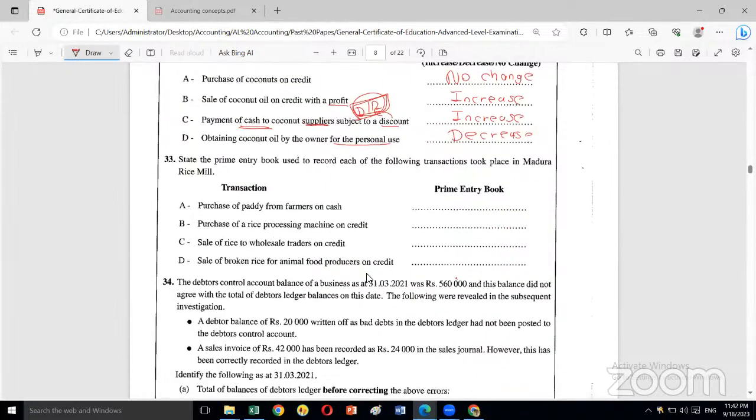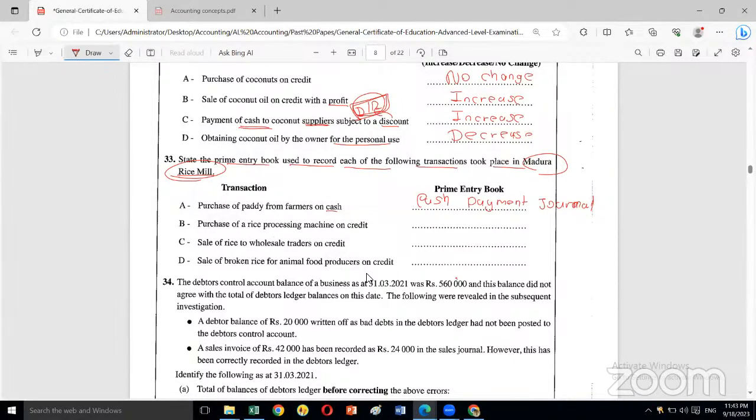Question number 33. State the prime entry book used to record each of the following transactions that took place in Madura rice mill. They are running a rice mill. First, purchase of paddy from farmers on cash. When I am purchasing for cash, I am paying money. When I am paying money, where should I record it? Cash payment journal.